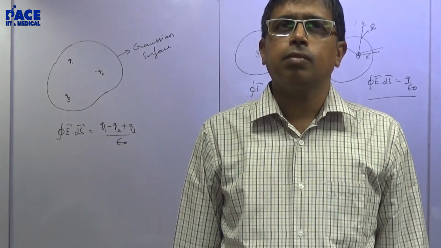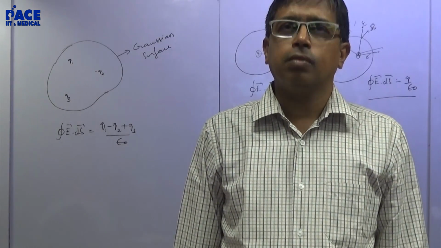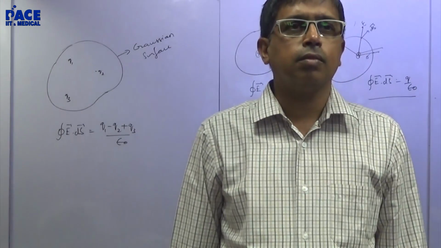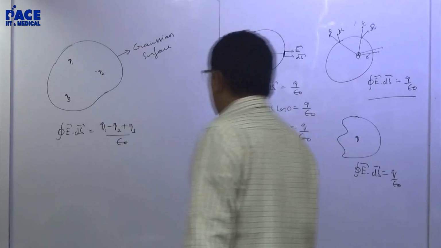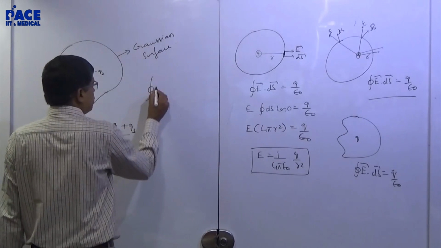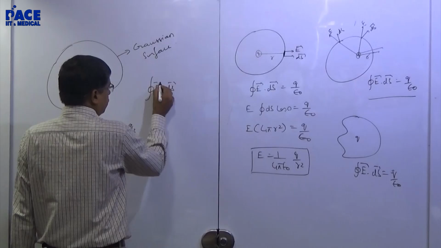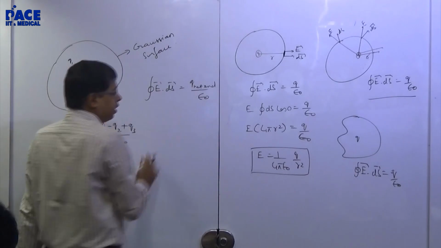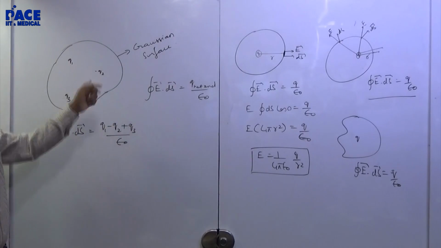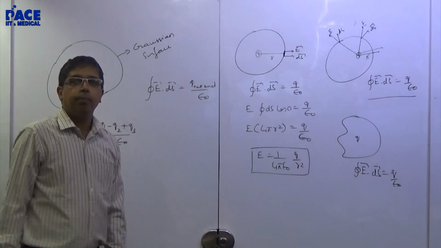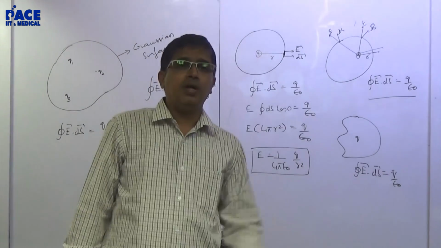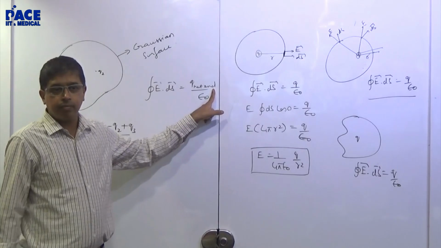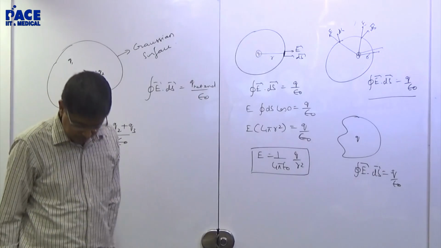Sir, in the first case when you have Q1, Q2 inside the Gaussian surface, I didn't understand why the flux will be Q1 minus Q2 upon epsilon naught. That is Gauss law here, net total, closed integral E dot ds. We derived Gauss law: Q net enclosed by epsilon naught. What is the net enclosed inside the Gaussian surface? Q1 and minus Q2. Whatever is the net total charge inside the Gaussian surface, you will take it here, divided by epsilon naught.